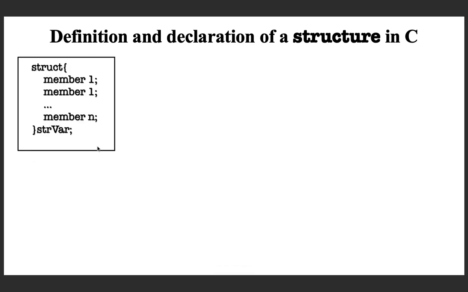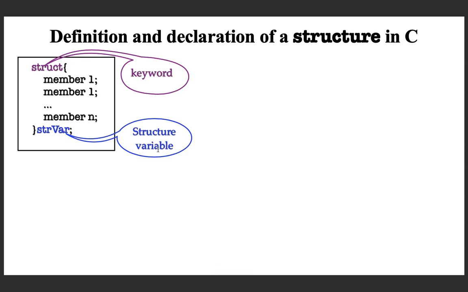We can try to understand with this card. Here, this is the keyword used to create or define a structure. What is the keyword? Struct is the keyword, followed by a compound statement within which all the members are declared, and this is the structure variable. In the previous case, we had p as a point, and here another name, strvar. In general, you can give any identifier as the variable name, just like any other variable name. And these are the members.